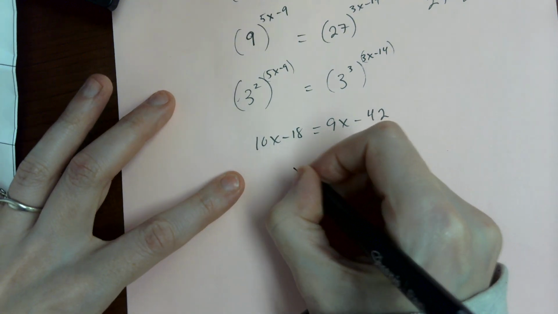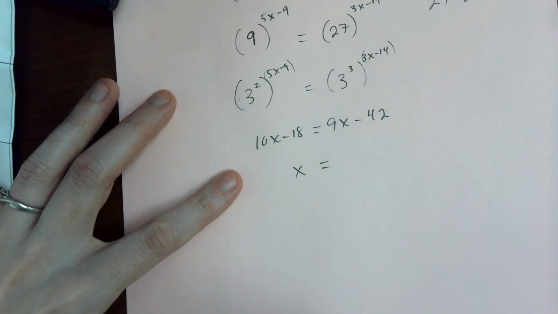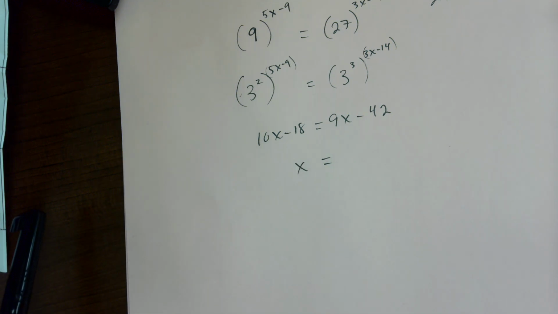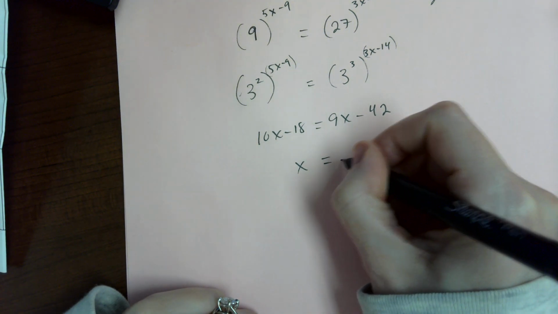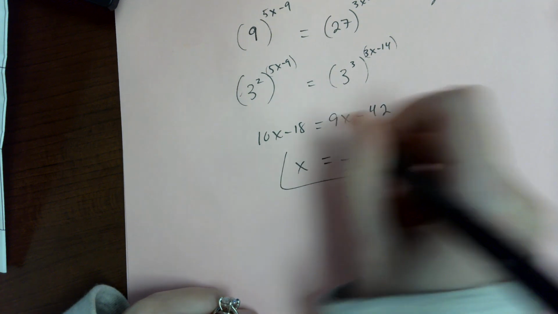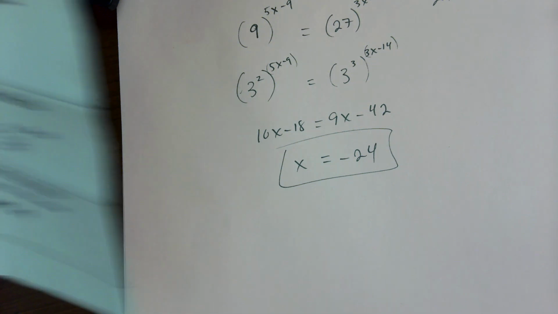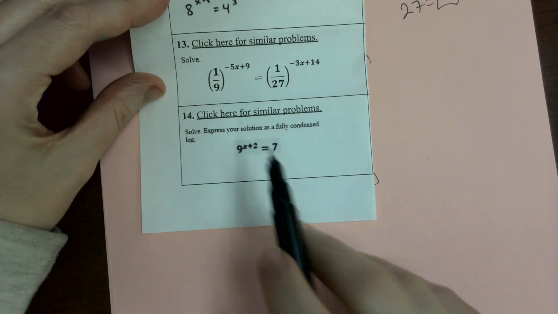So I subtract 9 from both sides, and I just get x. Add 18 to both sides. So 42 minus 10 is 32. And then 32 minus 8 is 24. So negative 24. Okay. Now, guys, we are on the last problem.